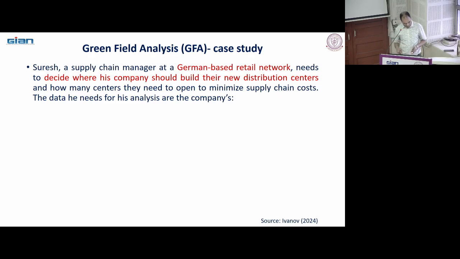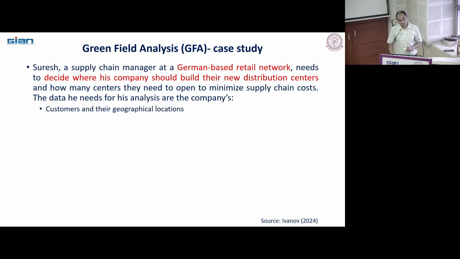Okay, so what is this case study? Suresh, a supply chain manager at a German-based retail network, needs to decide where his company should build their new distribution centers, and how many centers they need to open to minimize the supply chain cost. The retailer wants to open the new distribution center. They know the suppliers, they know the customers, but their focus is on how to minimize the total supply chain cost. So what data have they got?